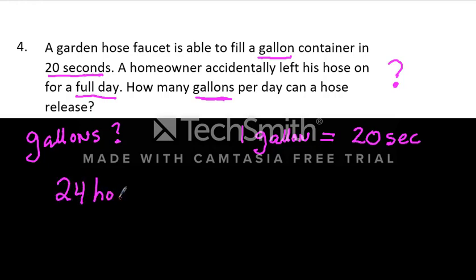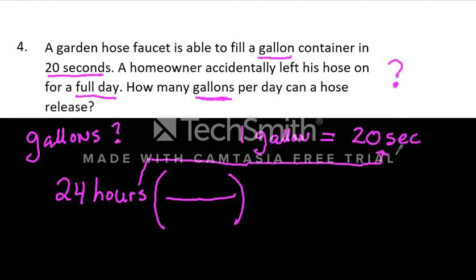So I can say, if I left the hose on for 24 hours, what is that going to look like in terms of gallons? Well, here I see the only thing gallons is related to is seconds. So somehow I've got to get the hours to be related to seconds, right? So we're converting between hours and seconds, so that way I can go to gallons.